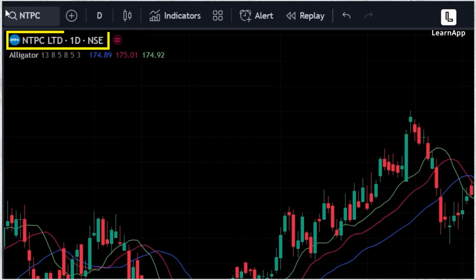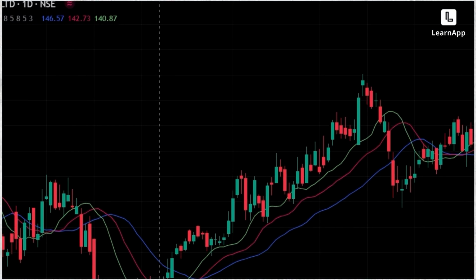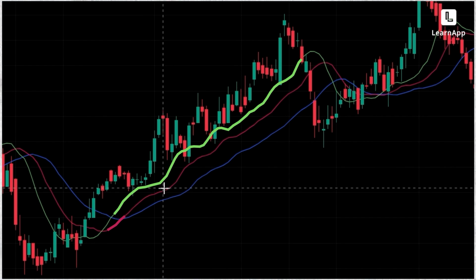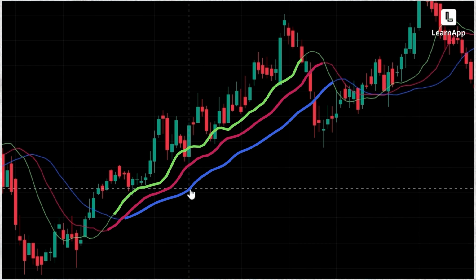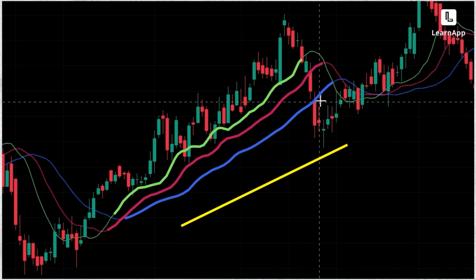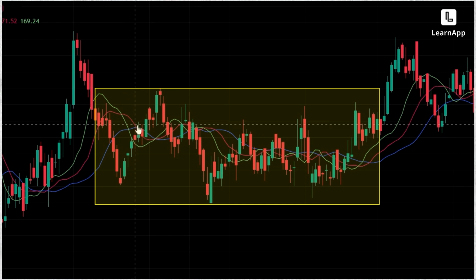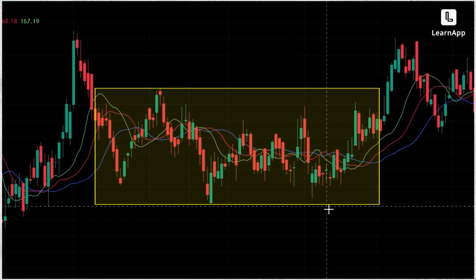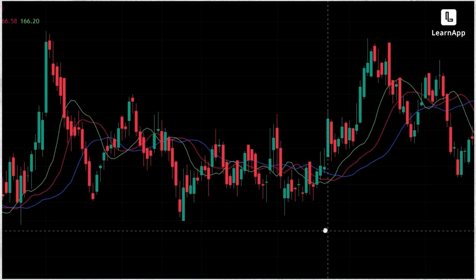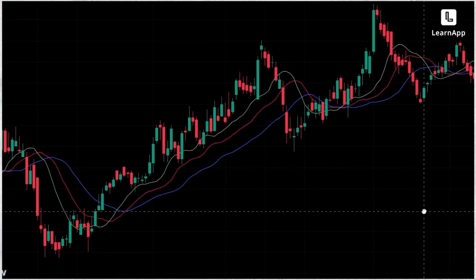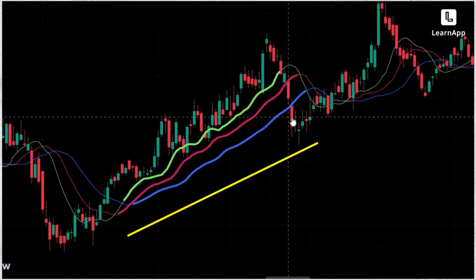And this is NTPC's daily chart. You'll see over here, you can see the green one on top, followed by the red, and then the blue. As they move up, you know we are in an uptrend. But the moment you see something like this, where the trend is not clear, you just remove that stock from your watch list. So very simply, you need the green, red, blue to be clearly moving up. That's when we know we are in an uptrend, and that is our step one.